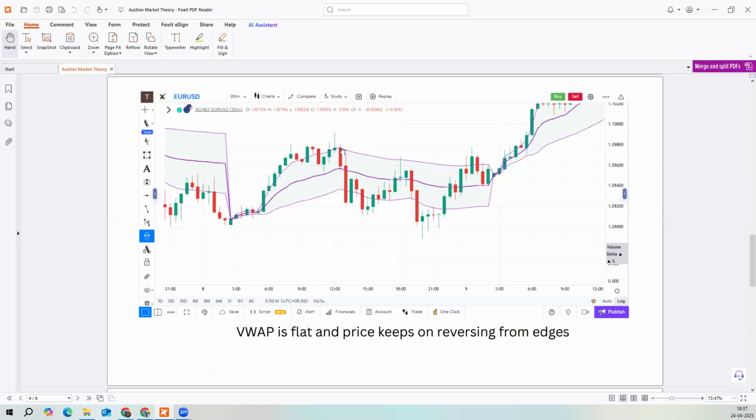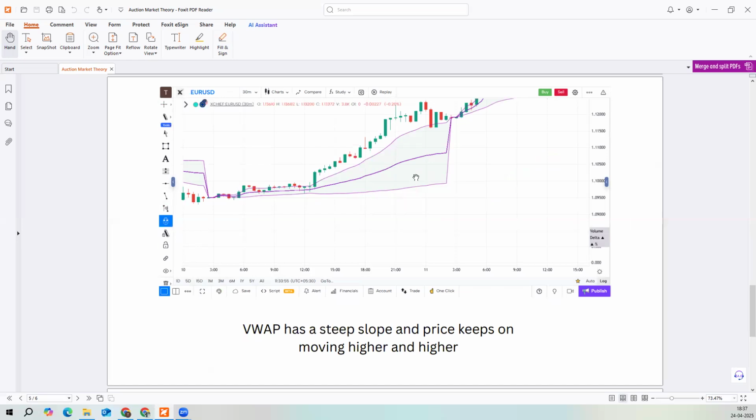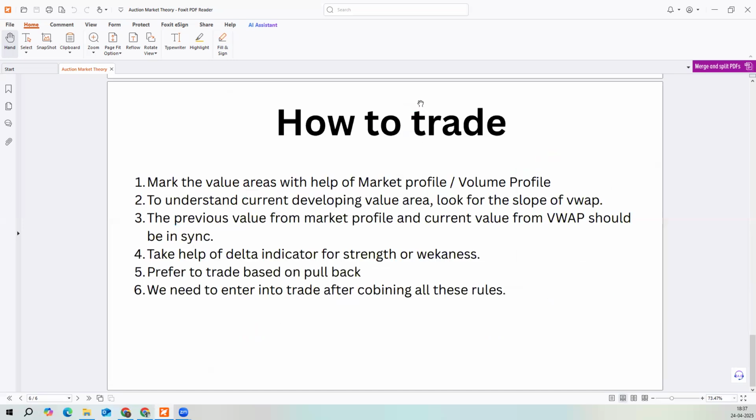So this is a kind of flat VWAP. You can see reversal is happening over here. And this is a kind of sloping VWAP where we can see some small pullbacks and the market is moving in the same direction. Okay, so how to trade?